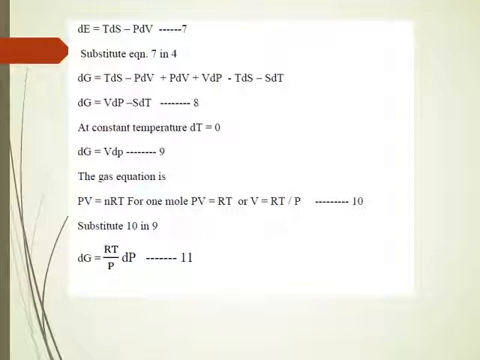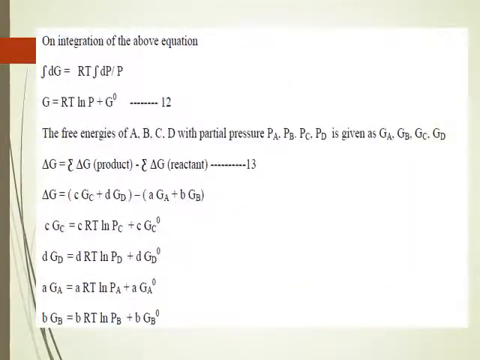Now substituting this value of V in equation 9, we get dG is equal to RT by P into dP. Now on integration of the above equation, we get integration of dG is equal to RT integration of dP by P. So we get G is equal to RT ln P plus the integration constant G naught.